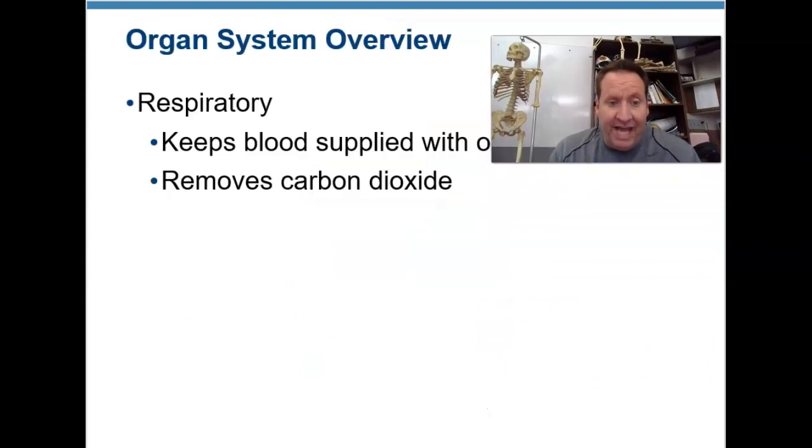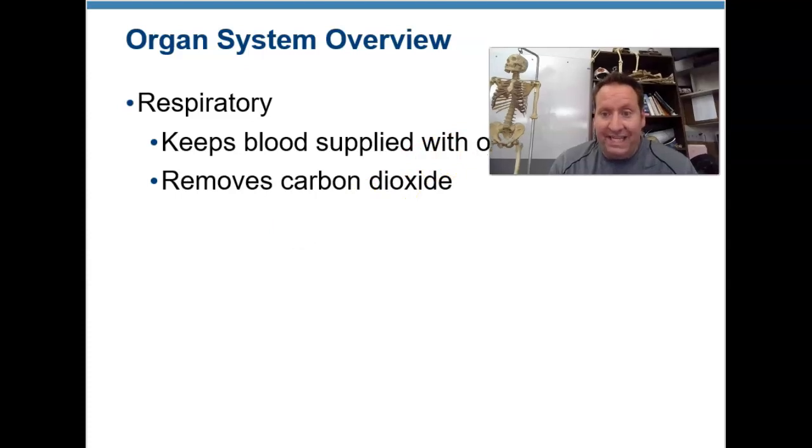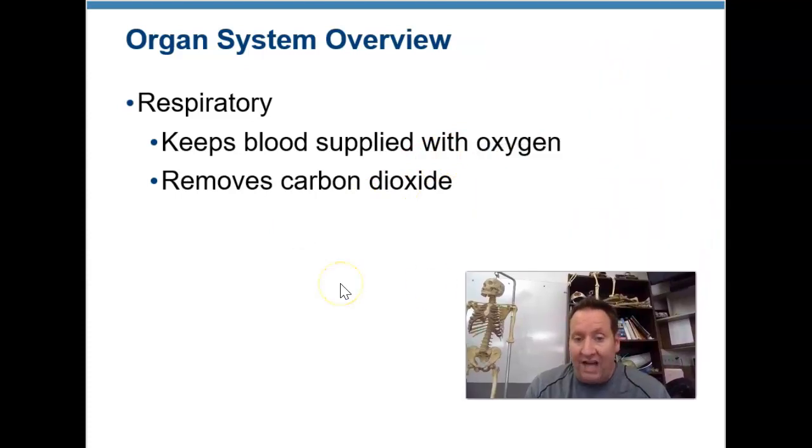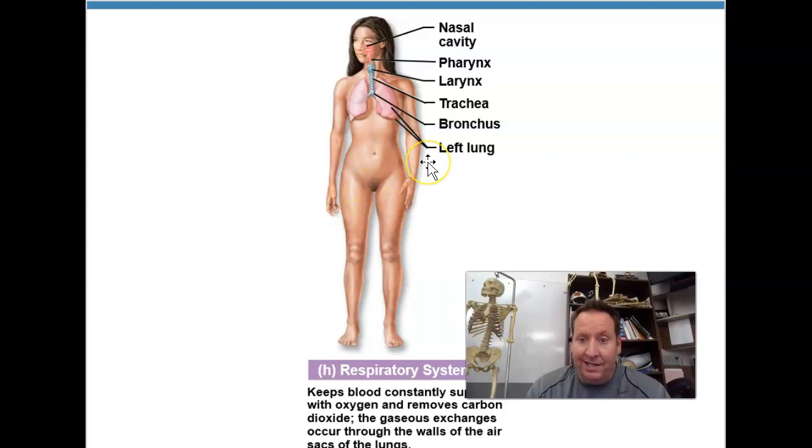Next organ system that we have is the respiratory system. This is going to keep the body supplied with oxygen, and it also removes carbon dioxide from your body. It brings in oxygen and rids the body of carbon dioxide. The major organs of the respiratory system are going to be your lungs, your nasal cavity, the pharynx, the larynx, the trachea, and the bronchi.